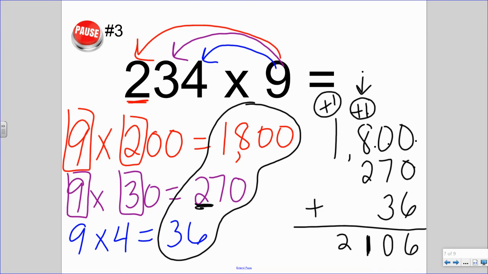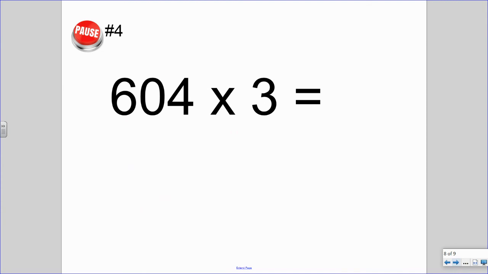1 plus 1 is 2. So we get a final answer of 2,106. If you got that right, go on to problem number 4. If not, raise your hand, chat with a teacher, figure out where you went wrong. All right, here is problem number 4, and go ahead and pause. We'll go over it in a minute.